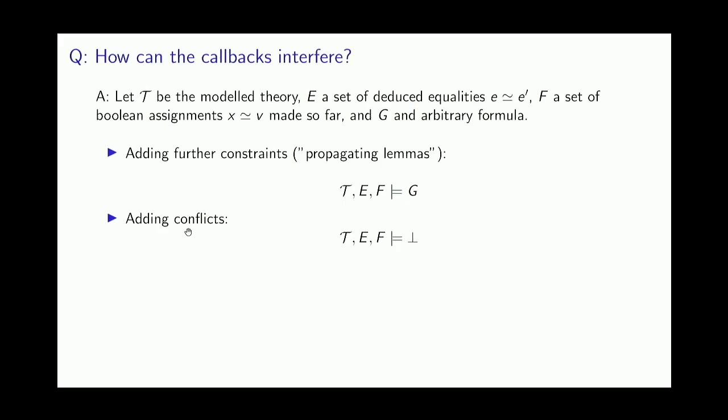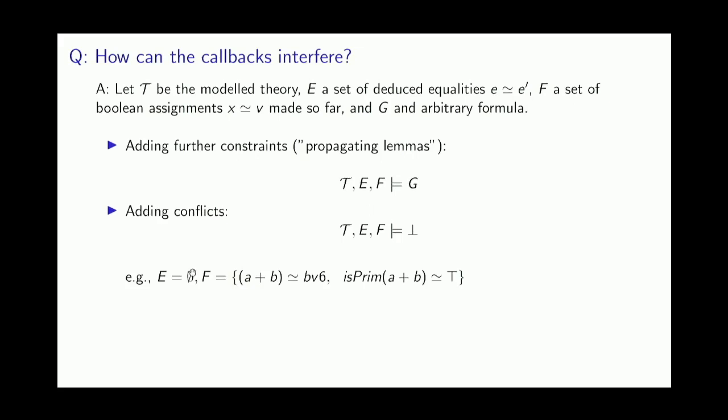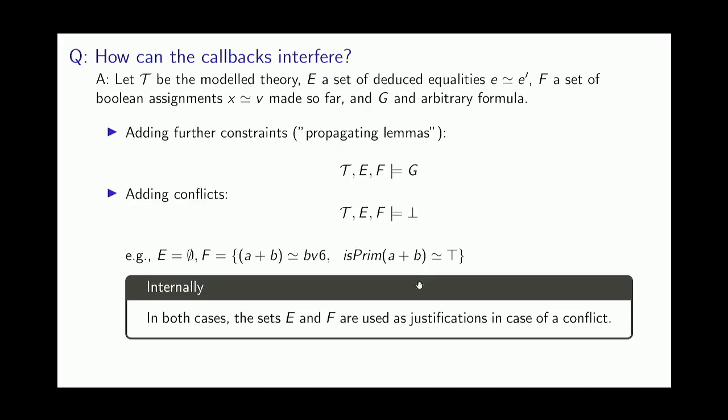Another way of communicating with the solver is by adding a conflict, which can be seen just as a shorthand of propagating false here. Again, an example, if we know that A plus B is assigned to the bit vector 6 by the core solver, and we know that the uninterpreted predicate is_prime of A plus B is true, we can add a conflict. Both these functions have in common that E and F are used as justifications in case of a conflict, because in SMT solving, we always have to justify more or less everything we do.